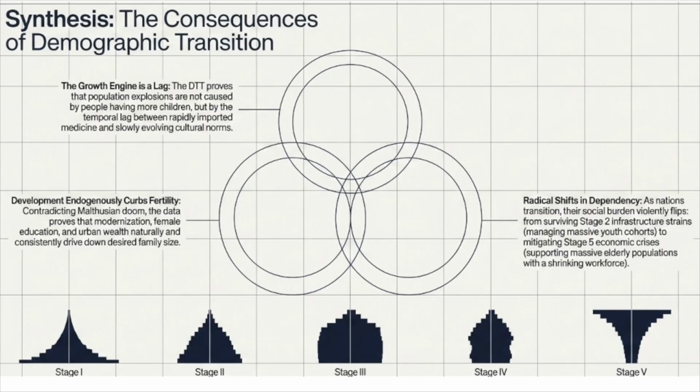And there are radical shifts in dependency, since as nations transition, their social burden violently flips from surviving stage 2 infrastructural strains of managing massive youth cohorts to mitigating stage 5 economic crises of supporting massive elderly populations with a shrinking workforce. Hope you have understood about the topic, the demographic cycle, evolution, and stages.